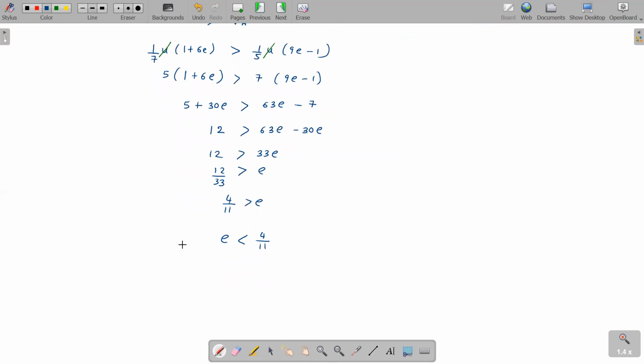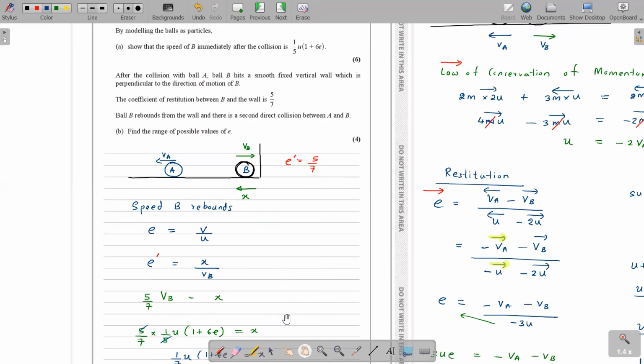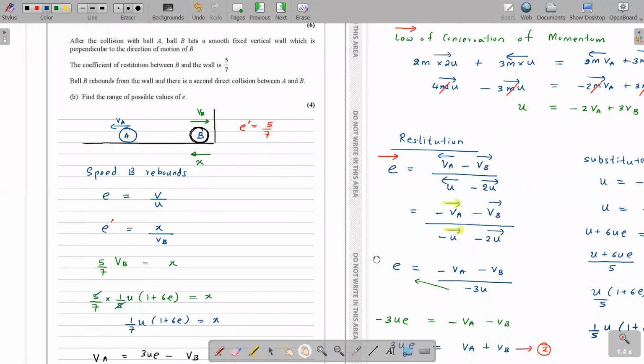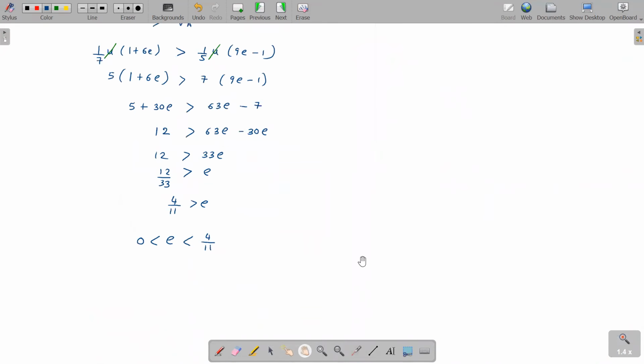And does it mean you have infinitely many values of E less than 4 over 11? No, E definitely has a lower limit. What's the lower limit? The lower limit of E is 0, not minus 1. They have told you in the sum E is greater than 0. Why can it not be negative? The range of E values is between 0 and 1. When E is 0, it's perfectly inelastic. And when E is 1, it's perfectly elastic. So anyway, your E values are going to be between 0 and 4 over 11.